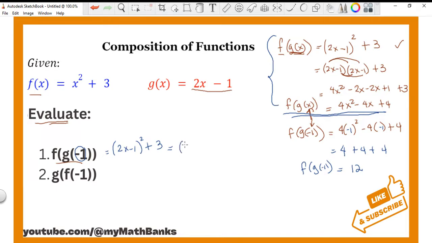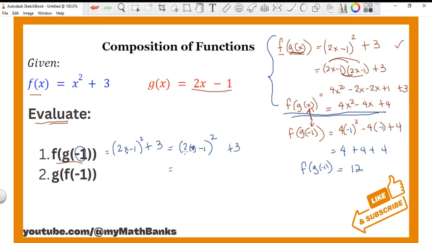So I'm going to have 2 times (1 minus 1) squared. So I replace that x with a negative, not 1, but a negative 1. This should be negative 1, okay? Minus 1 plus 3. And then we can simplify it like this.